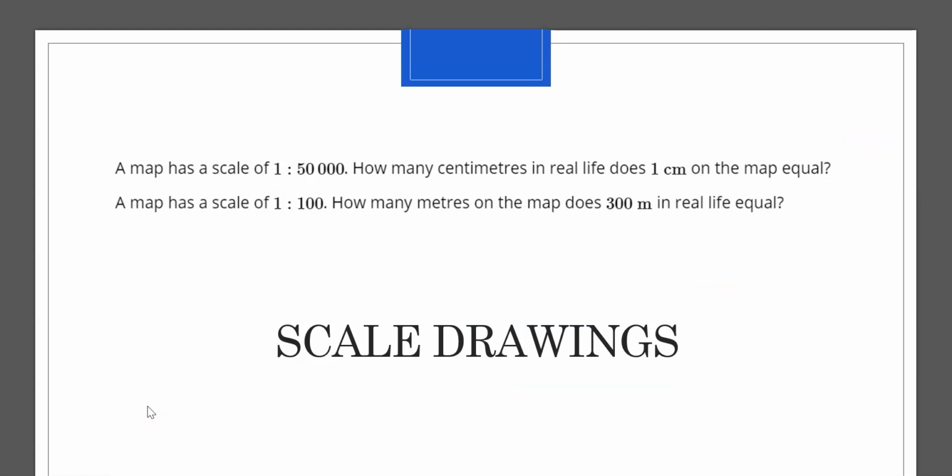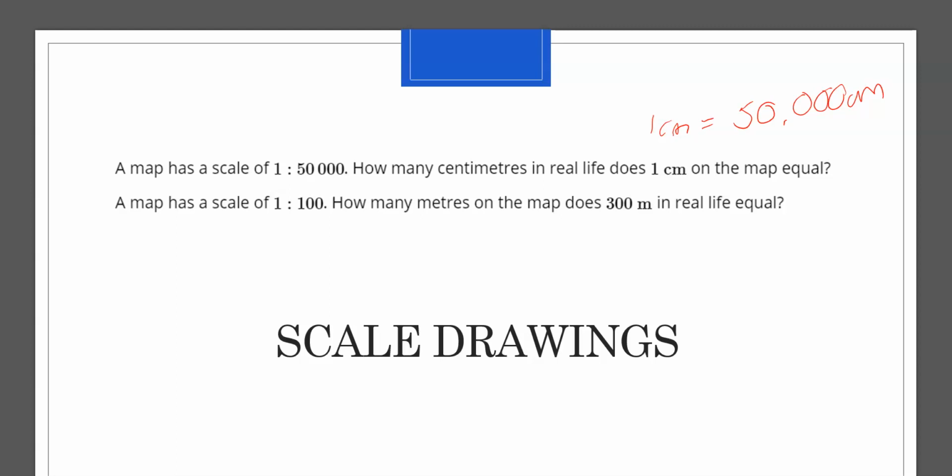Okay, so a map has a scale of 1 to 50,000. How many centimetres in real life does 1 centimetre on the map equal? So it's 1 to 50,000, so 1 centimetre on the map equals 50,000 centimetres in real life. So 1 unit on the map is 50,000 units in real life. So 1 centimetre is equal to 50,000 centimetres in real life.